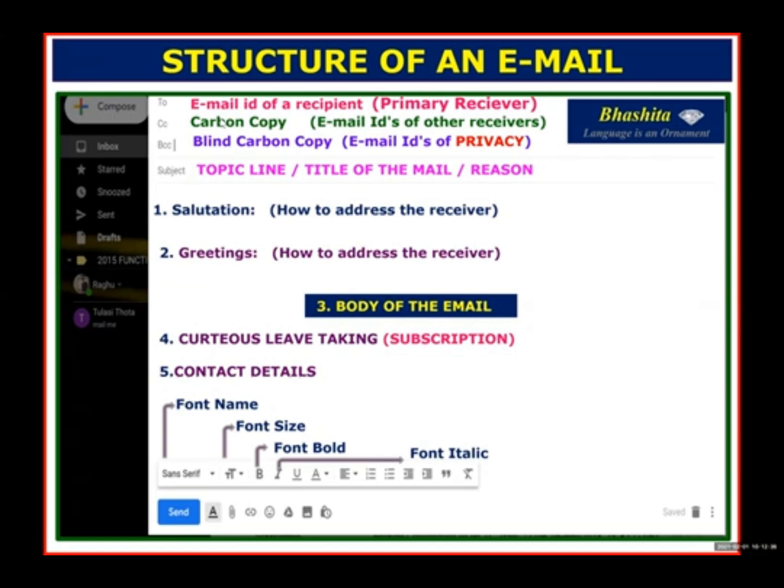After clicking on compose, what elements would be visible in the dialog box? First one, the To address. The To address is where you need to mention the email ID of the recipient. What is the meaning of recipient, my dear students? Recipient is nothing but the receiver of the mail. So in the To address, we have to mention the email ID of the receiver whom we consider as the primary recipient. So why did I mention that as a primary receiver?